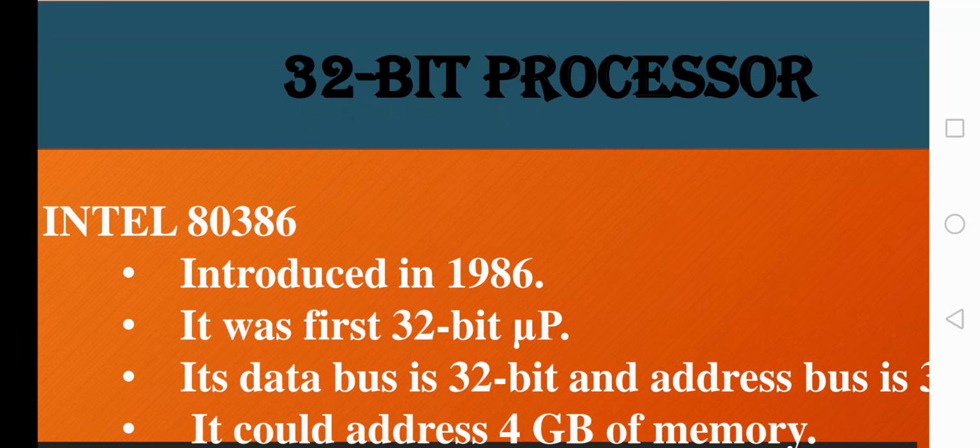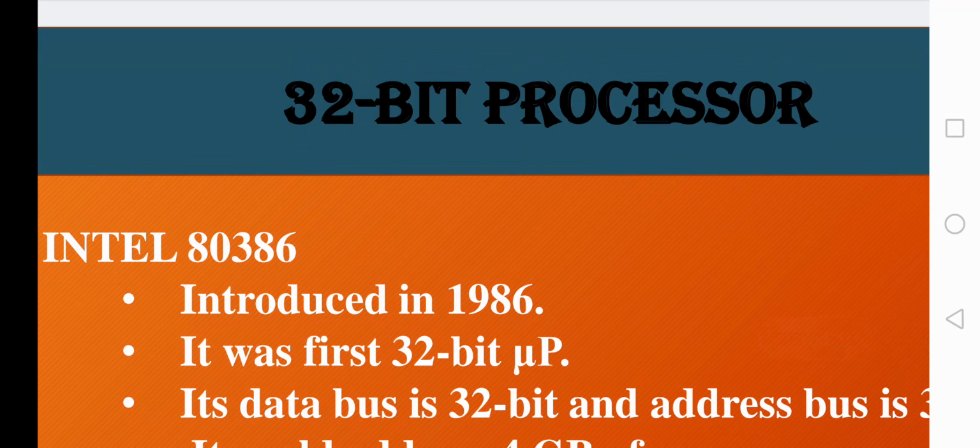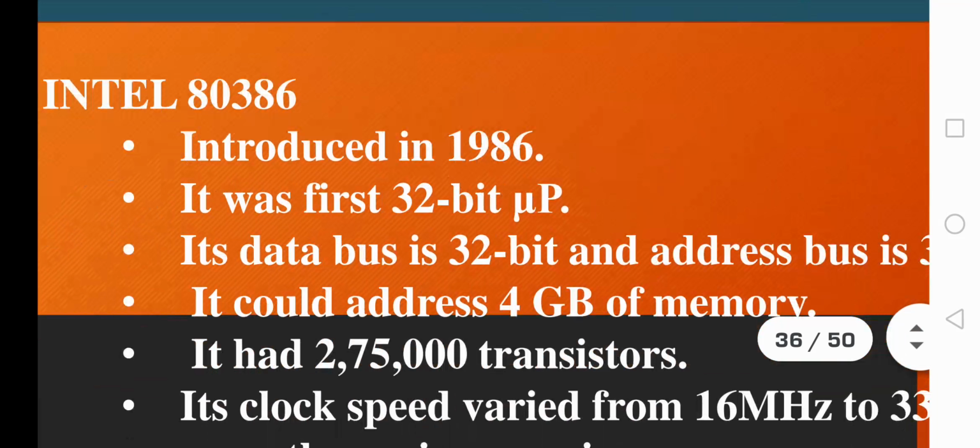Hope it is clear. Once more, the first 4-bit microprocessor invented was 4004. The first 8-bit microprocessor that they invented was 8008. The first 16-bit microprocessor was 8086, and the first 32-bit microprocessor was 80386. Hope it is almost clear.